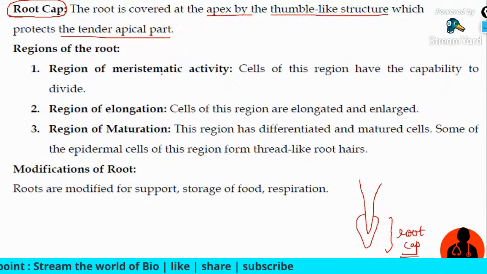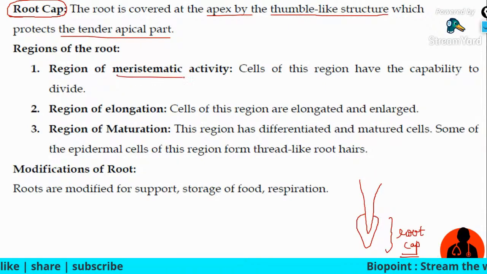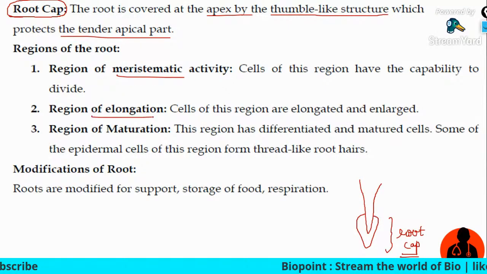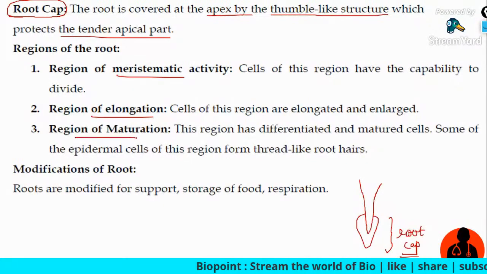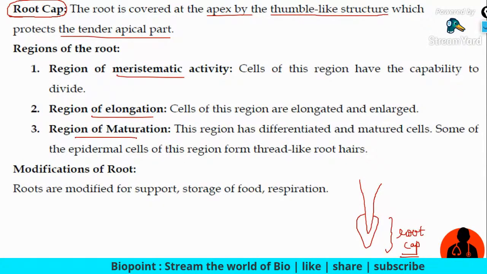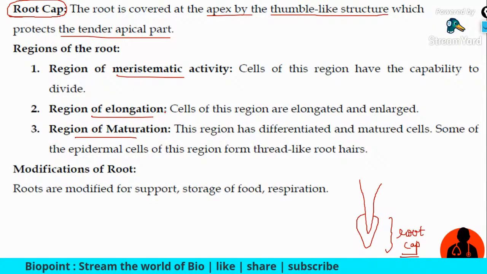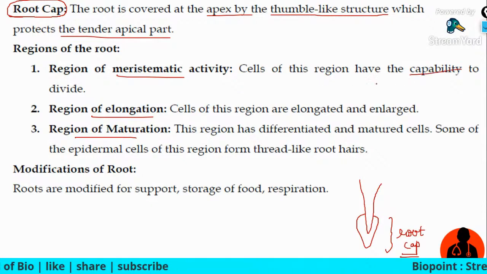Next, we have three main regions of the root: the region of meristematic activity, the region of elongation, and finally the region of maturation. The region of meristematic activity is where the cells have the capability to divide, right?